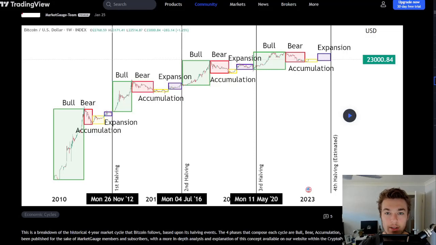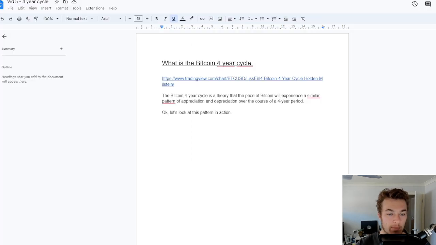Today we're going to be taking a look at the Bitcoin 4-year cycle. We're going to be asking ourselves the questions: what is the 4-year cycle? Why does the 4-year cycle occur? What is the effect on the price of Bitcoin? And how can we ultimately use this information of the Bitcoin 4-year cycle to benefit ourselves and help us trade Bitcoin? So with the first question, we're going to ask, what is the Bitcoin 4-year cycle?